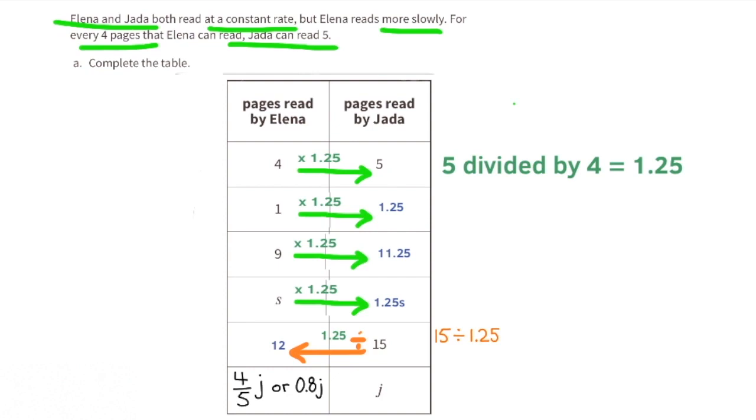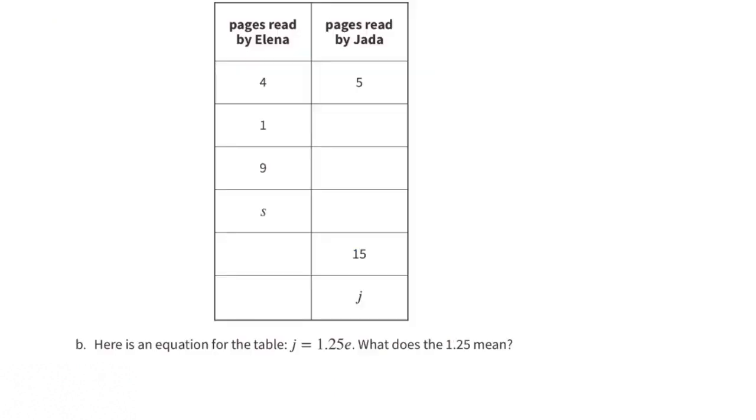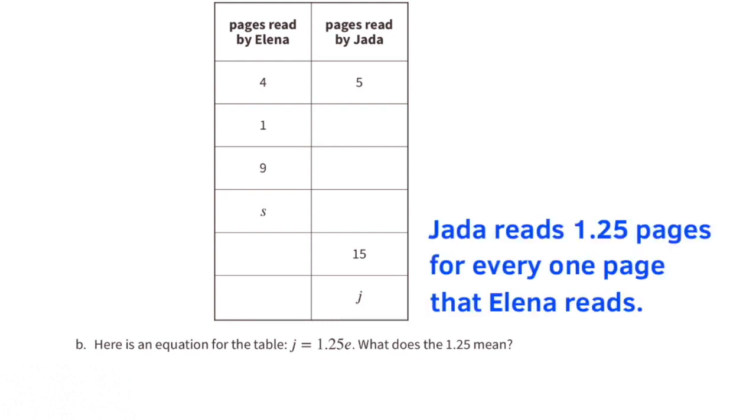When Jada reads J number of pages, Elena reads 4/5 or 8/10 of J number of pages. B. Here is an equation for the table. J equals 1.25e. What does the 1.25 mean? It means that Jada reads 1.25 pages for every 1 page that Elena reads.